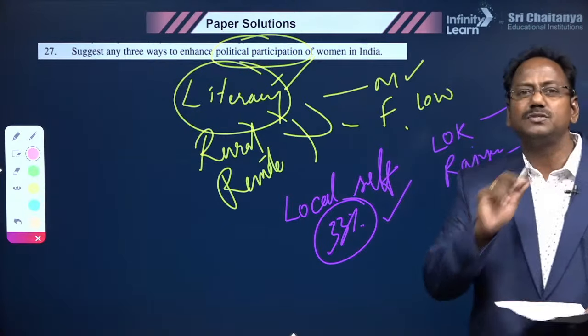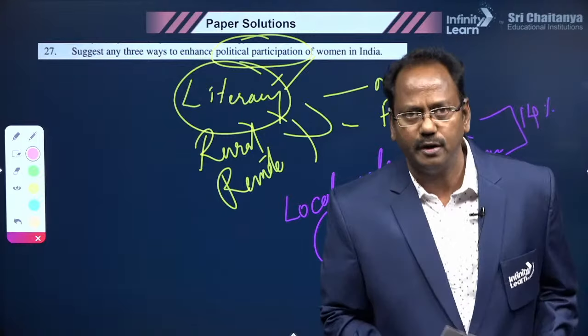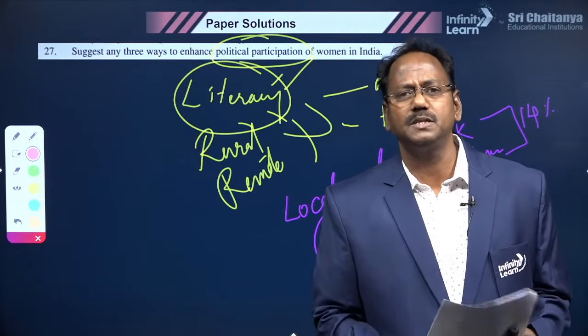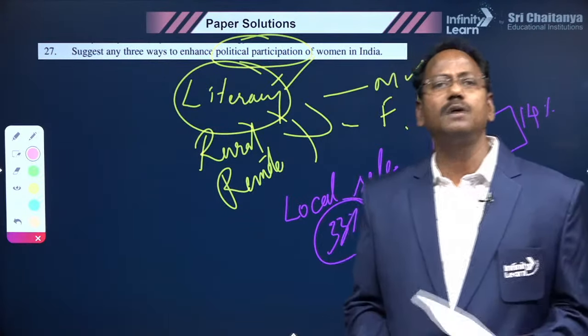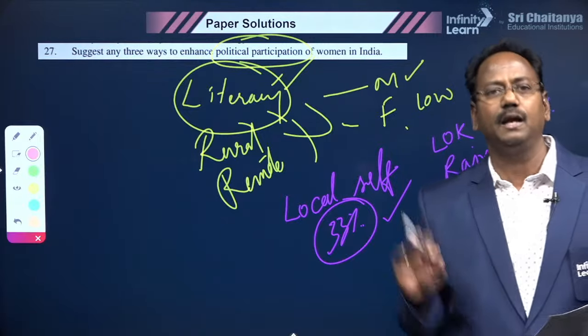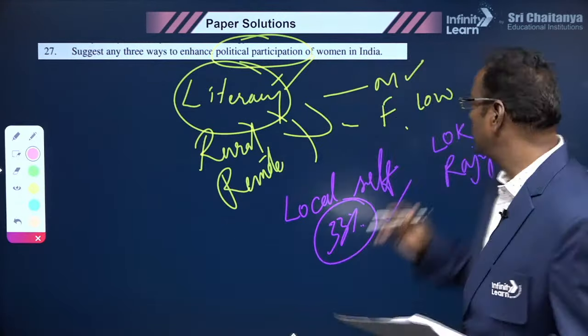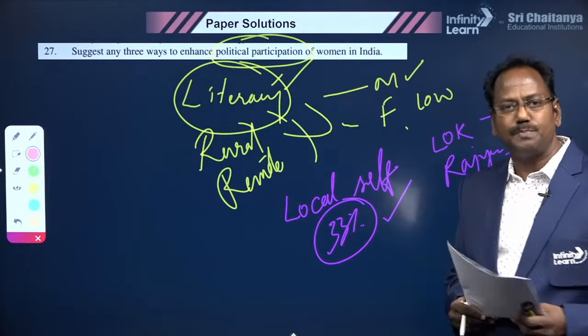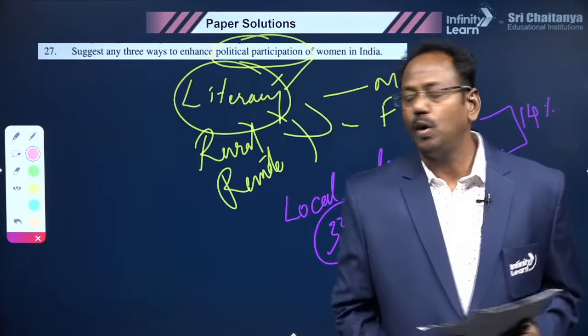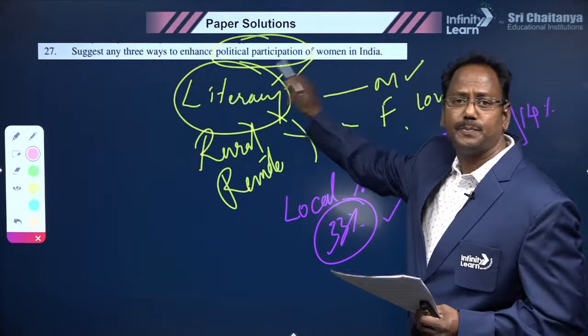Because there is no clear legislation so far. This 33% women's reservation bill has been pending in the Lok Sabha and Rajya Sabha for many years. Understand? There's a reason: there is no proper reservation. This must be implemented first. We want more and greater political participation of women.